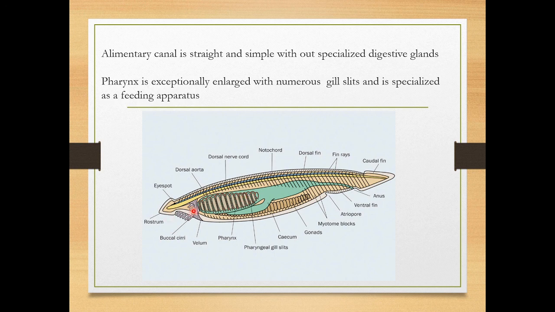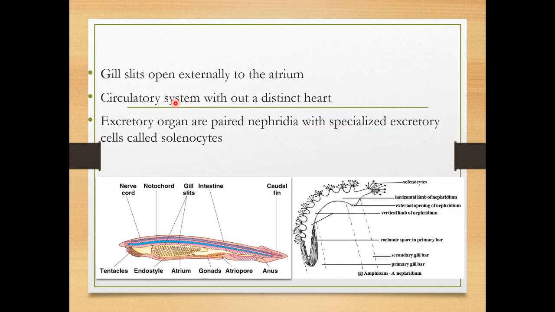So when water enters, along with that a lot of microorganisms also enter into the pharynx. When the water goes out, these microorganisms will be trapped in the pharynx. So this is called what? It's a feeding apparatus. Filter feeding, simply called what? Filter feeding. So this type of feeding technique is called filter feeding. Gills open externally to the atrium.